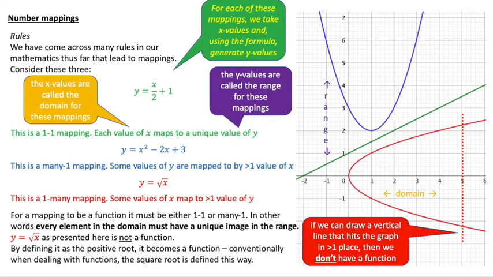Now, in fact, if we were to define root x as meaning the positive root, then on the graph we'd only get the red part that's above y equals 0, and then it would be a function. And conventionally, when we're dealing with functions, the square root is defined this way.